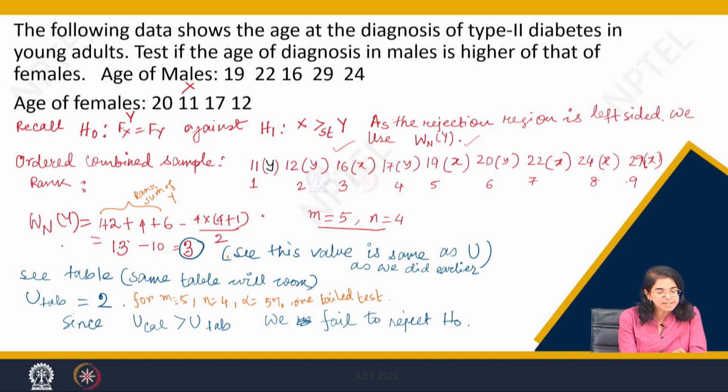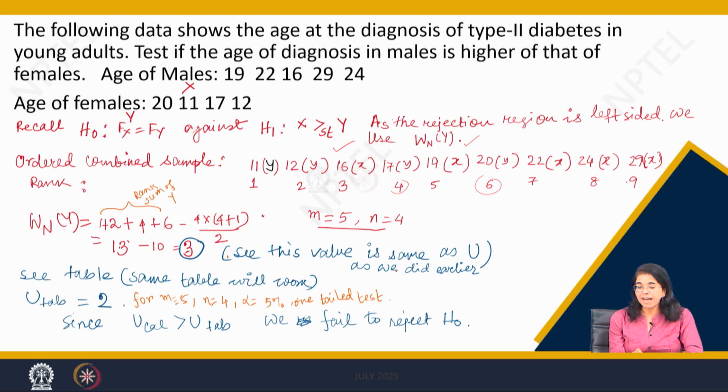See? So what is WNY? The rank sum of Y. So figure out the rank of the observations of Y. That is 1, the rank of the observation of Y is 2 here, and that is 4 here for 17, and that is 6 here. So it's just a calculation: 1 plus 2 plus 4 plus 6, minus 4 into 4 plus 1. Why 4? Because look at the Y samples, 4 observations are there, right? So 4 into 5 by 2, and it turns out, after the calculation, to be 3.